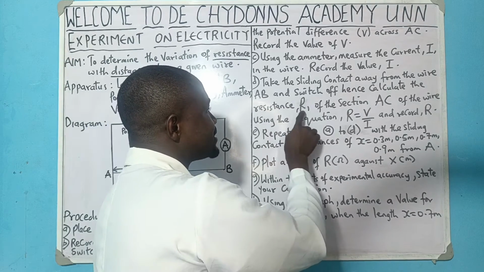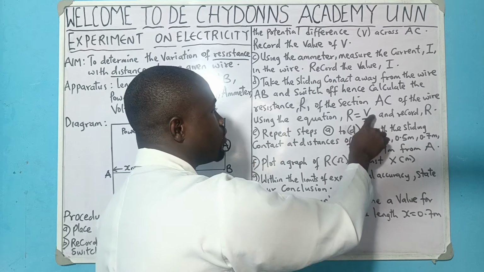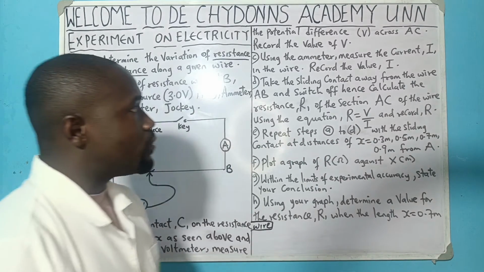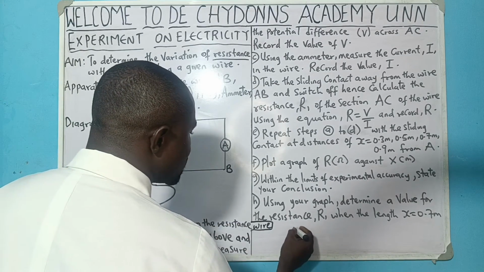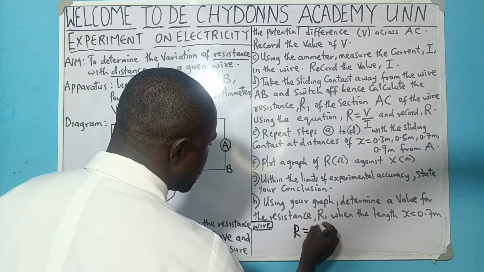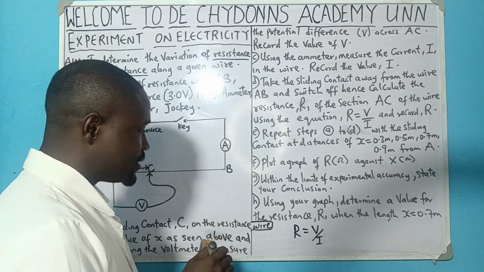Calculate the resistance R of the section AC of the wire using the equation R equals V over I, and record R. So from the voltmeter and ammeter, we got our V and I, so we will say our R is equal to V over I. That is what we do. So that one is easy.